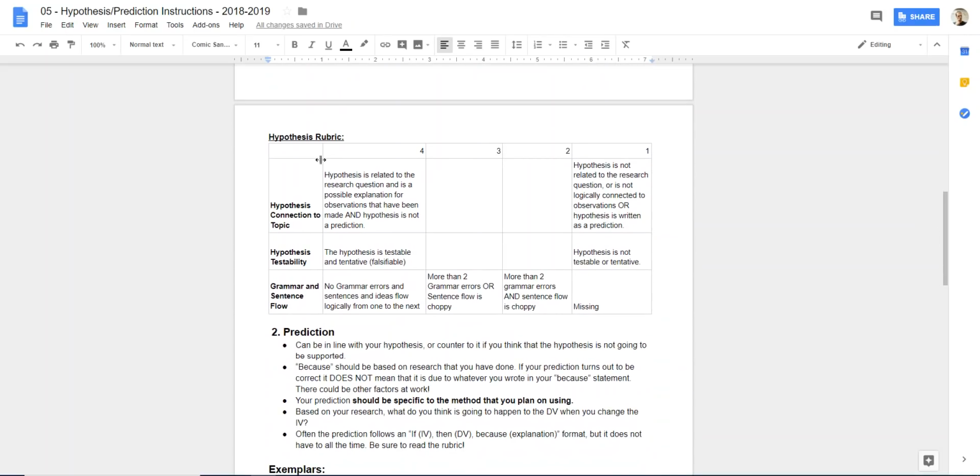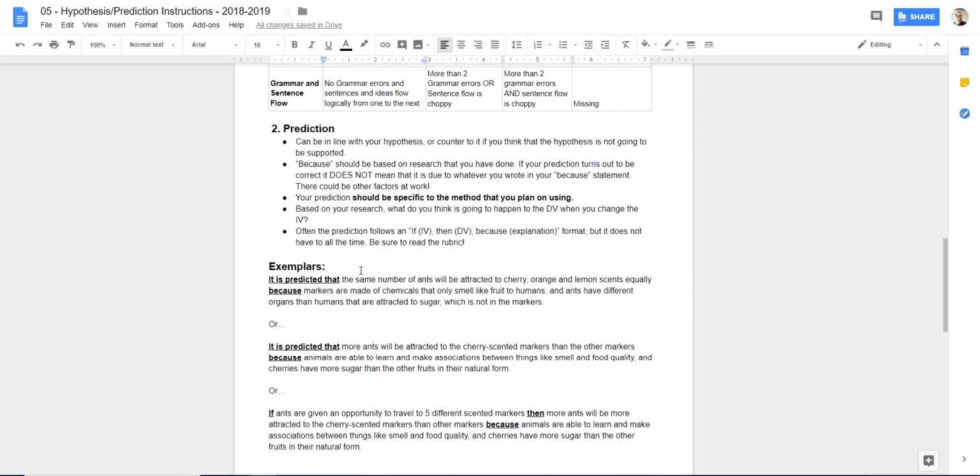Before you turn in your hypothesis, make sure that you are looking at the rubric. The biggest mistake that I usually see is people writing it as a prediction. You should not have anything that predicts anything in your hypothesis. It's a simple one-sentence statement, nice and short and sweet. Let's get into the prediction.